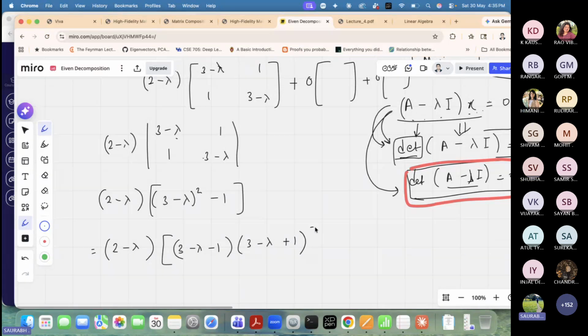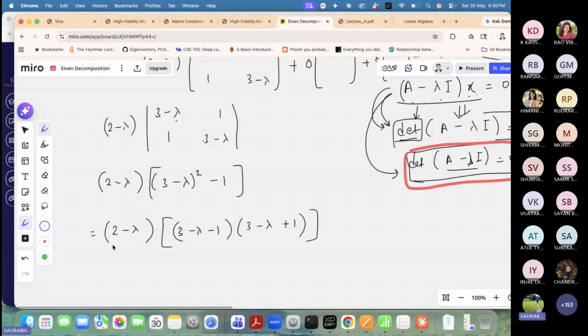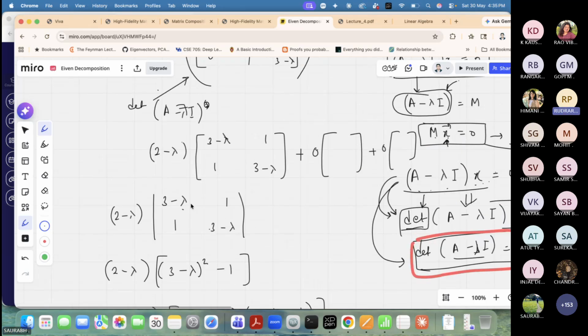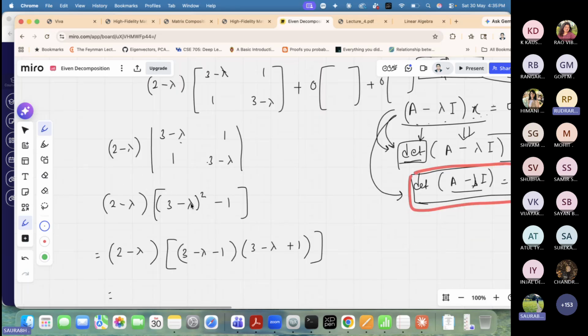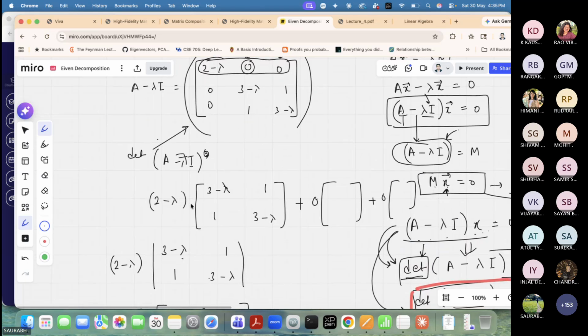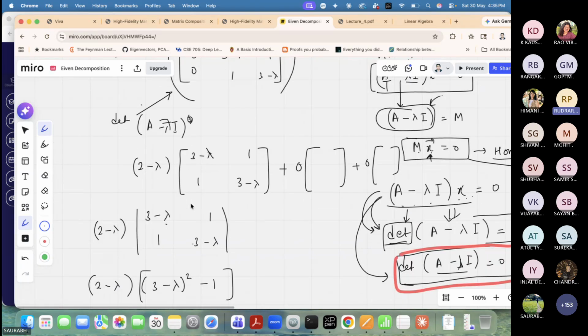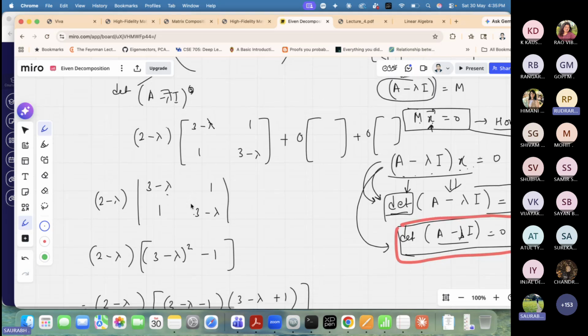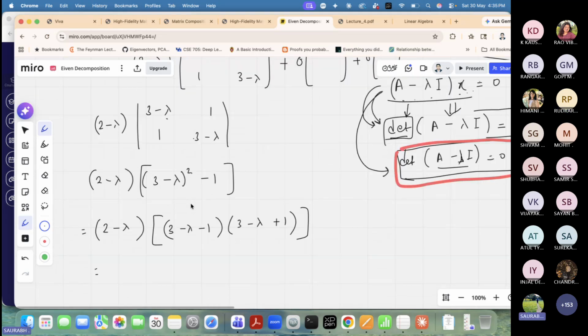There is a missing term. Can you scroll up, sir? Instead of 2 minus lambda, you have written 2 minus lambda. Okay, sorry, correct. So this is basically of the form a squared minus b squared. That's why I've written a minus b and a plus b, because a squared minus b squared equals a plus b times a minus b. All of us know that.